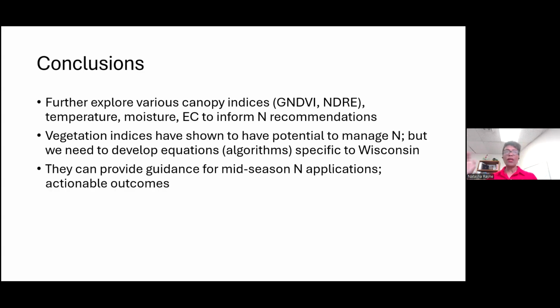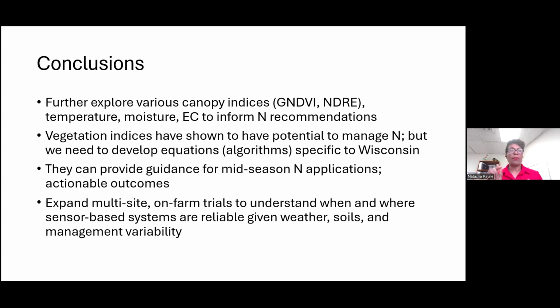We cannot just say, oh, it didn't work there. No, we have to try it ourselves and see if they work. Why? Well, they can provide guidance for mid-season nitrogen applications, but what we want here, people, is actionable outcomes, right? It's great if we have that technology sitting on the shelf, but how do we translate it to stuff that we can actually use and implement? So my goal is really to expand this research across multiple sites, ideally on-farm trials, to understand when and where sensor-based systems are reliable, given weather, soil, and management variability.